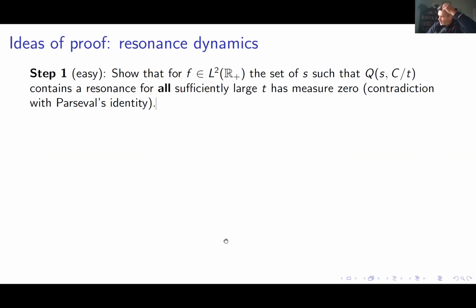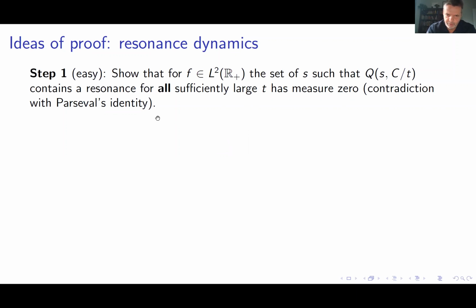And now in main parts of the proof, you want to show that the points on the real line are not approached by resonances except on a set of measure zero. First, you show that the set of all s for which this box contains a resonance for all sufficiently large t has measure zero. And this is relatively easy.